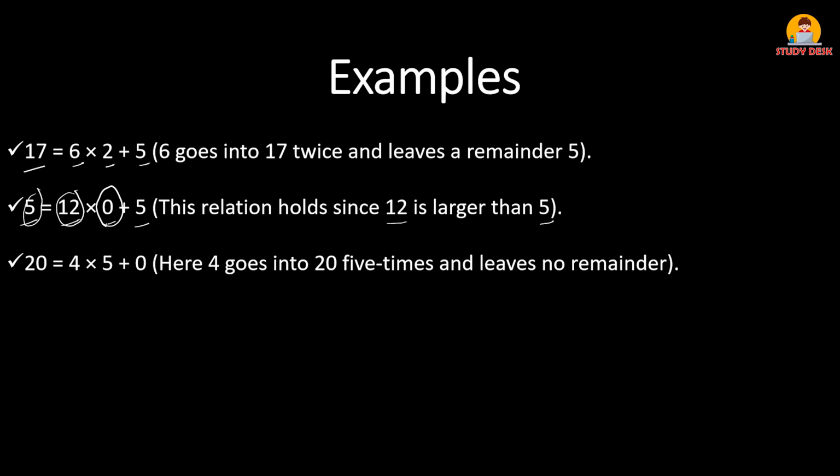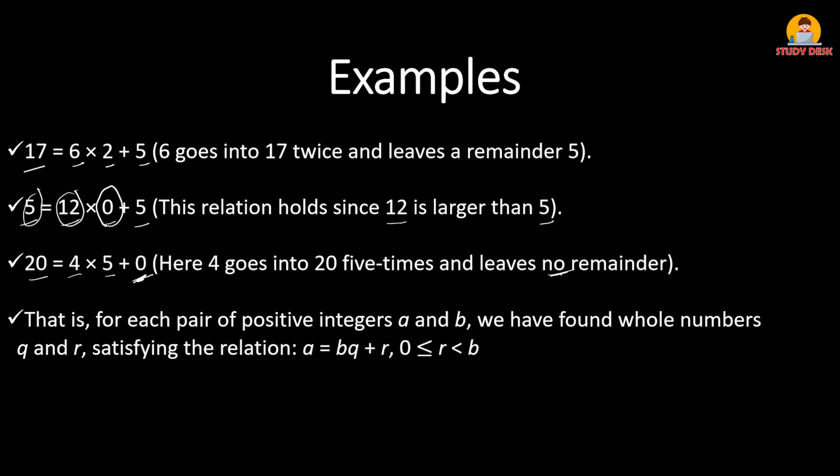In the third example, we observe that 20 is equal to 4 into 5 plus 0. Now what is different here? The remainder is 0. Here 4 goes into 20 5 times and leaves no remainder. So that is, for each pair of positive integers A and B, we have found whole numbers Q and R satisfying the relation A equals BQ plus R, where R has to be greater than or equal to 0 but less than B.